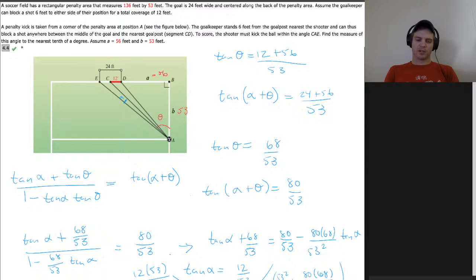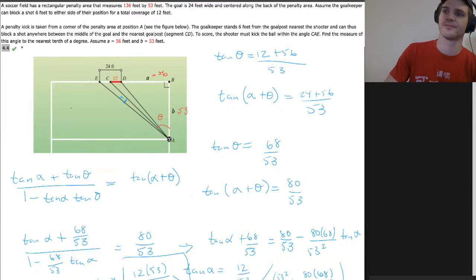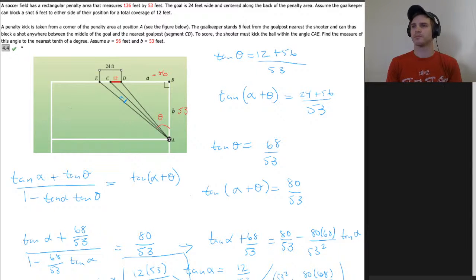So we'll take the tangent inverse of that, getting 4.4. Okay, so once you get this tangent of alpha, which is this thing here, you just do tangent inverse and plug that in, and you'll get 4.4. Okay.